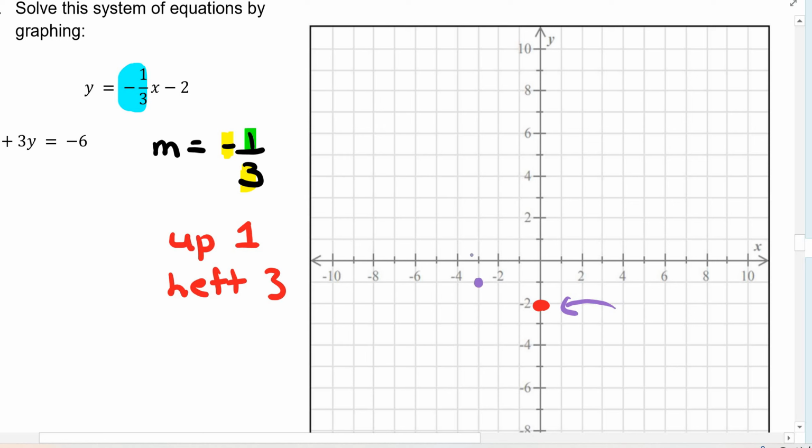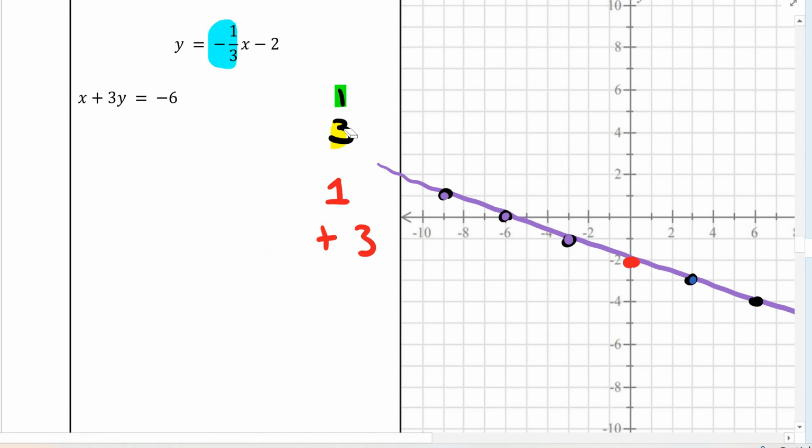So there's a point there. Up 1 and left 3, up 1 and left 3. And then once we run out of space, we go back to the y-intercept and go down 1, right 3, right? So down 1, right 3, down 1, right 3. And this right here is our linear line. So that is our first equation graphed, because it's in the form y equals mx plus b. Okay, let's erase that.